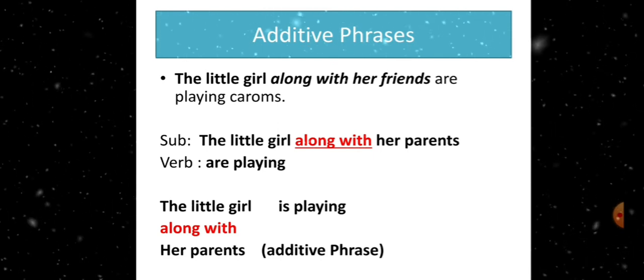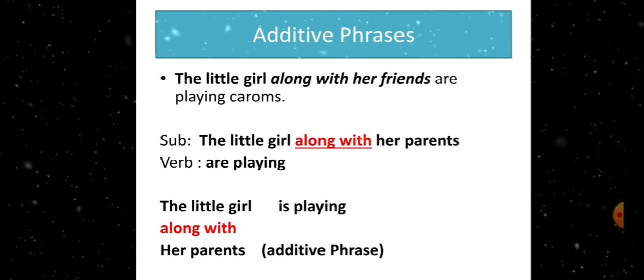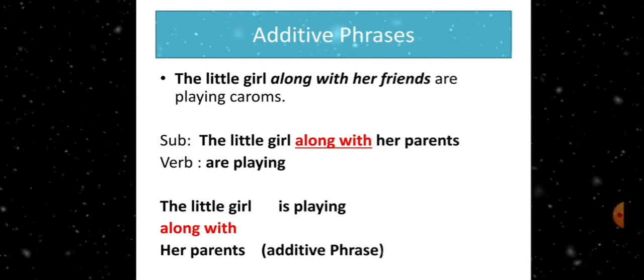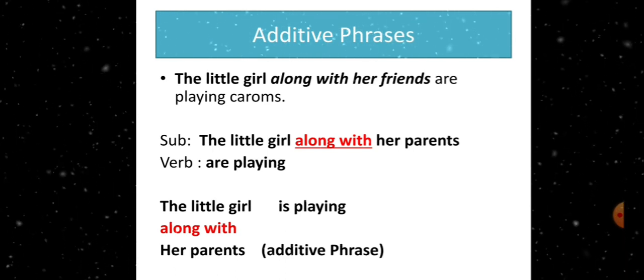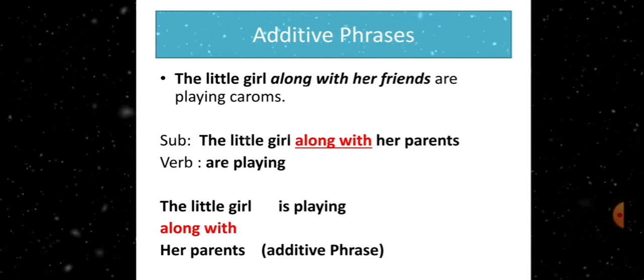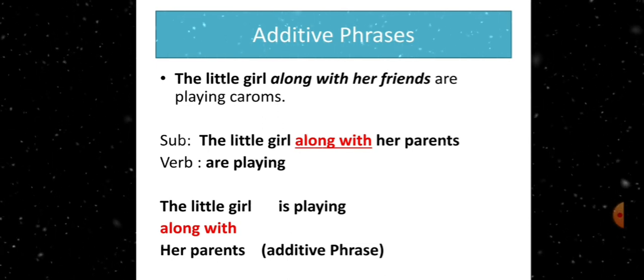It's not the little girl are playing. It is the little girl is playing. And then what about this part, along with her parents? It can be kept at the end of the sentence. The actual statement can be like this: the little girl is playing along with her friends. Okay, the little girl is playing along with her parents.